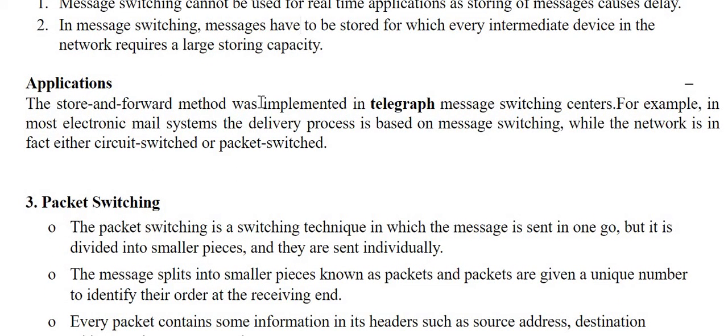One of the best examples of message switching is the telegraph. The store and forward method was implemented in the telegraph message switching center. Another real world example is the electronic mail system. The delivery process is based on message switching, so the whole message is sent at one time. The network is in fact either circuit switched or packet switched, but the process of delivering the mail is in the form of message switching.